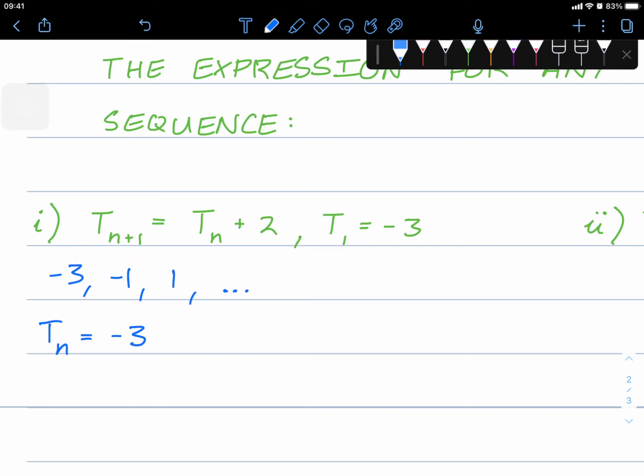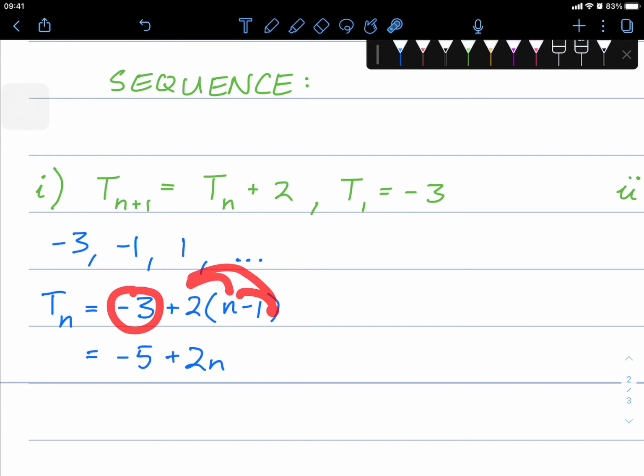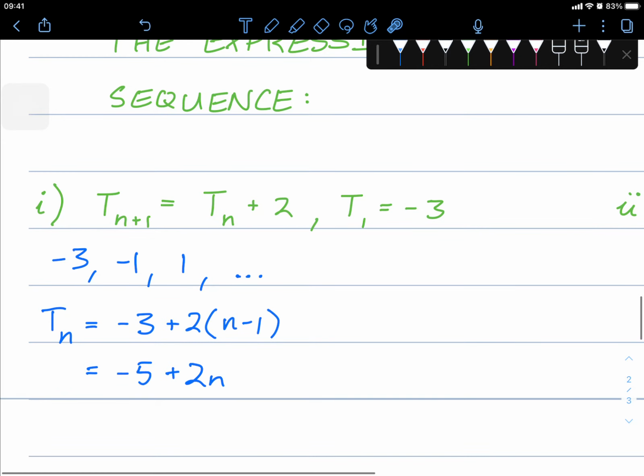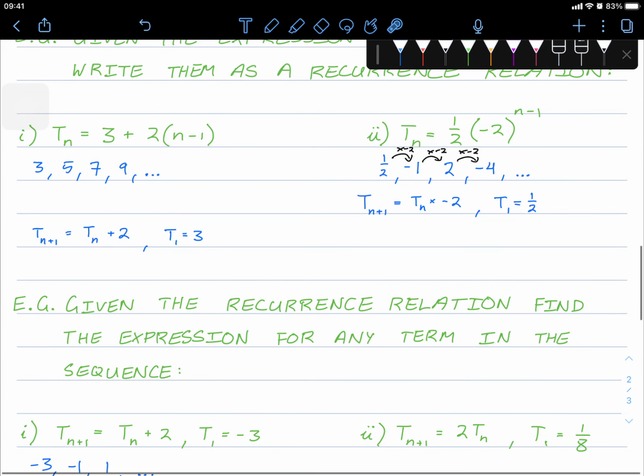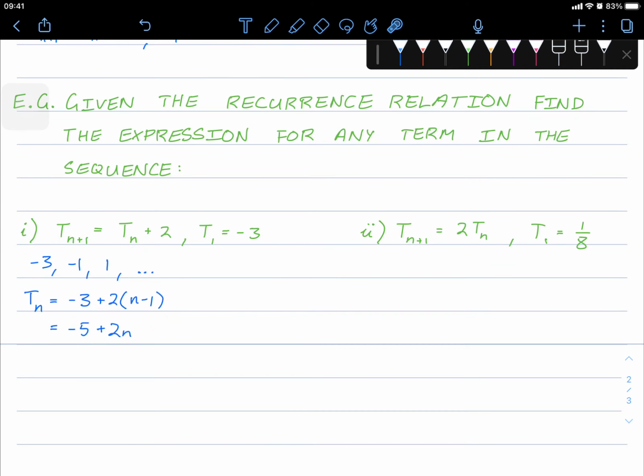So to get the t of n, any term is given as a, which is the first term, -3, plus 2 bracket n minus 1. We can simplify this further if you'd like. We get -5 plus 2n. So I just expanded this and collected like terms. So it's not too difficult going back and forth between a recurrence relation and a progression notation, AP or GP.